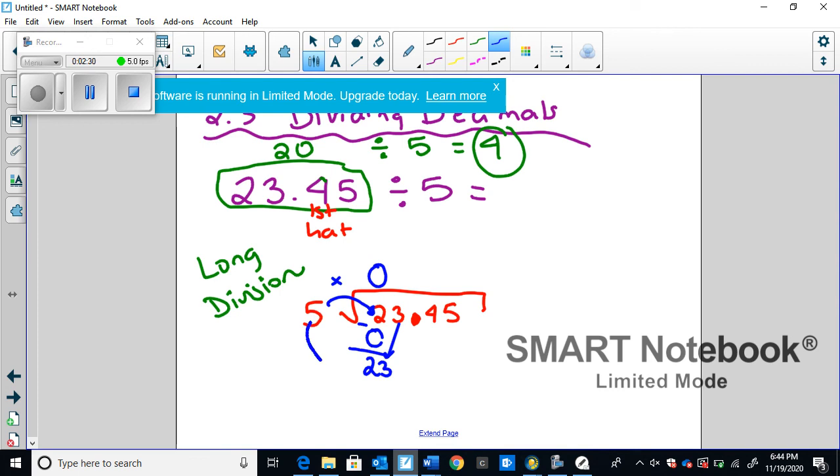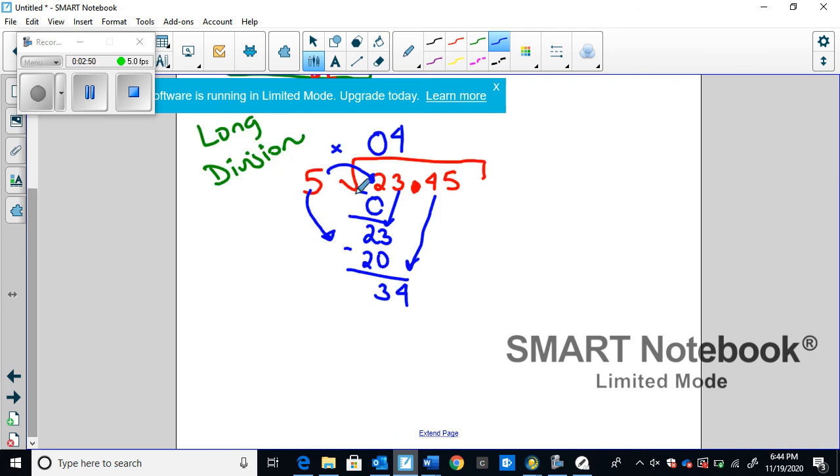And now I do the same thing, except how many times does 5 fit into 23? Well, 5 fits into 23 4 times. It doesn't fit perfectly, but 5 times 4 is 20. And when I subtract, I have 3 left over. And then I bring down my next number. So now how many times does 5 fit into 34? Well, it fits into it for sure 6 times. And 5 times 6 is going to be 30. Now when I subtract, I have 4 left over, and I bring down my final number here.